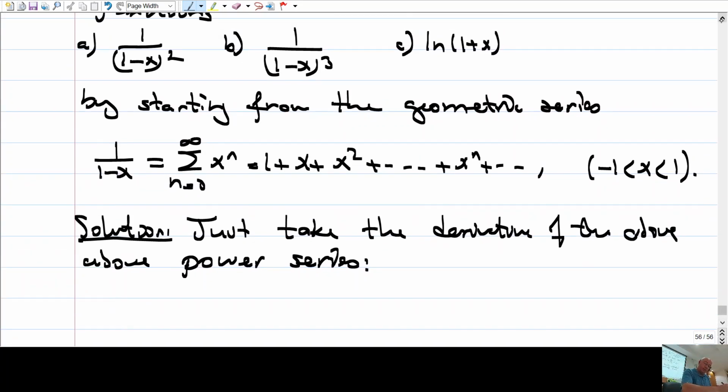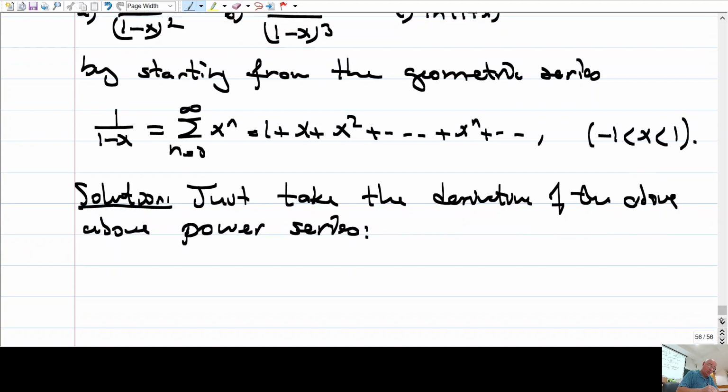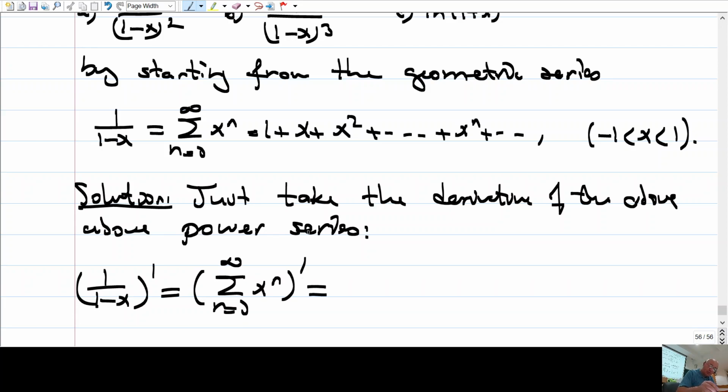So I can take the derivative. Remember the theorem tells us the following. Whenever a power series is convergent, then its derivative is also convergent on the same open interval. So since this is convergent on the open interval minus 1 to 1, its derivative will be also convergent on the same interval. And I can take the derivative term-wise. So derivative of this is just what?